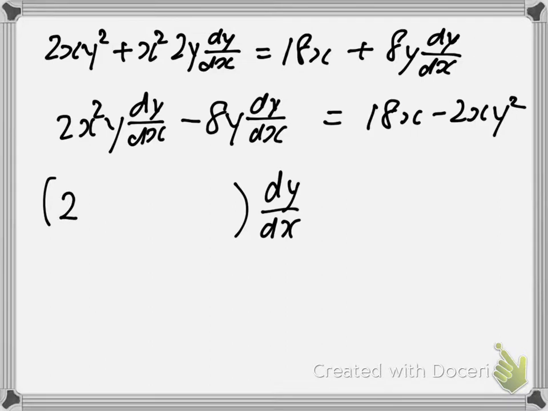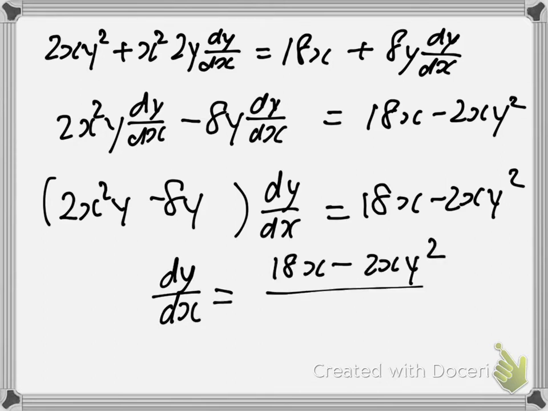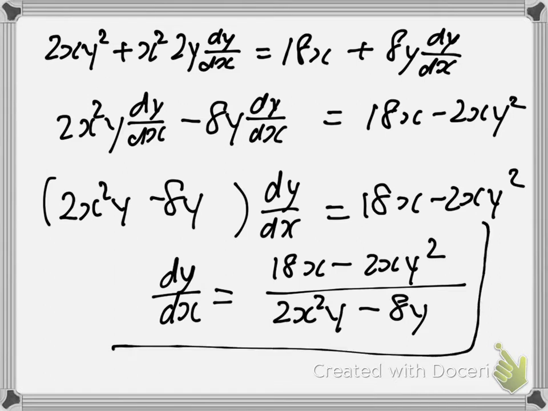And if I do, I get 2x squared y minus 8y here, but 18x minus 2xy squared there. So solving for dy/dx will give me dy/dx equal to this thing here over this thing there. There we go, we found dy/dx. And if we want the slope of the tangent line at a point, all we have to do is substitute the x coordinate and the y coordinate.